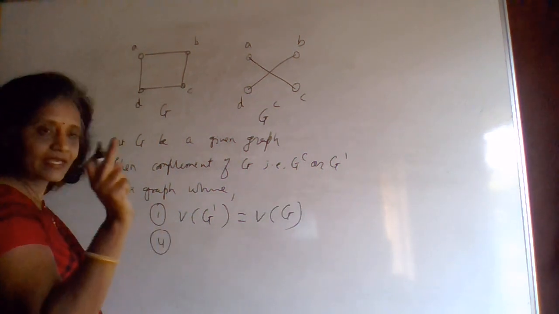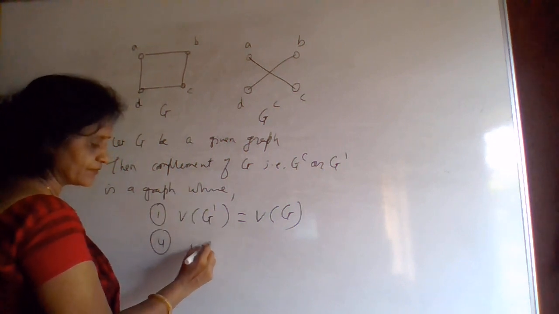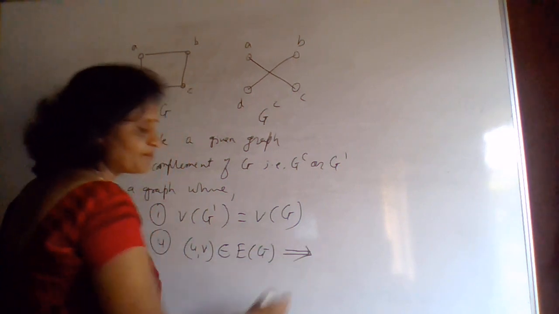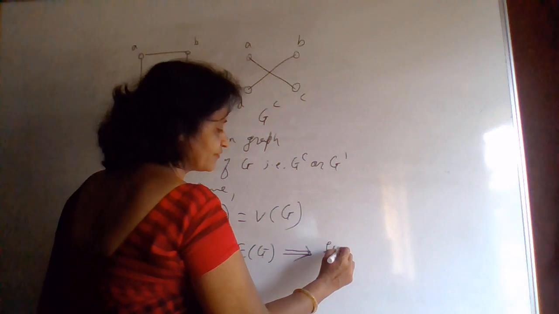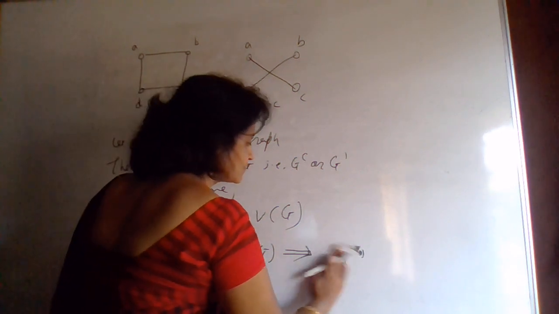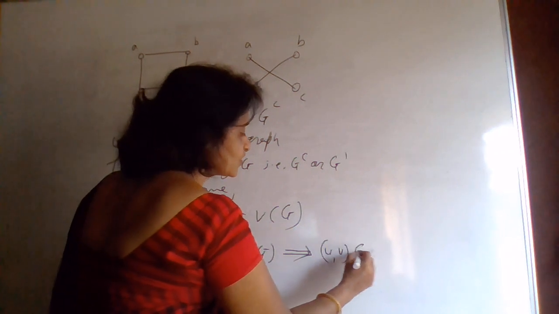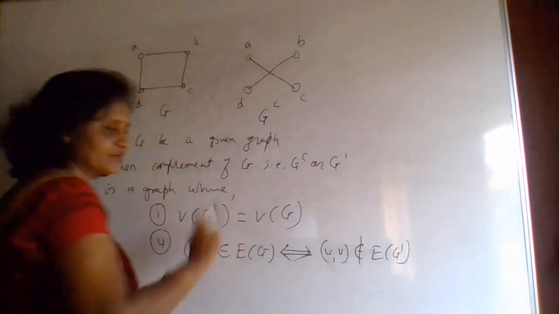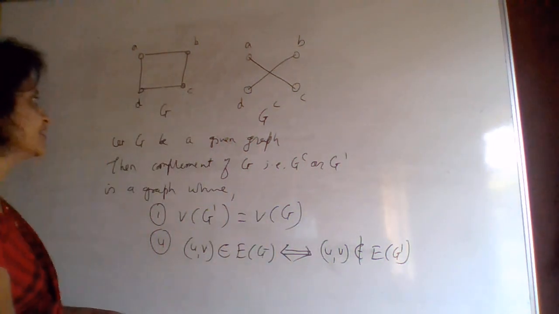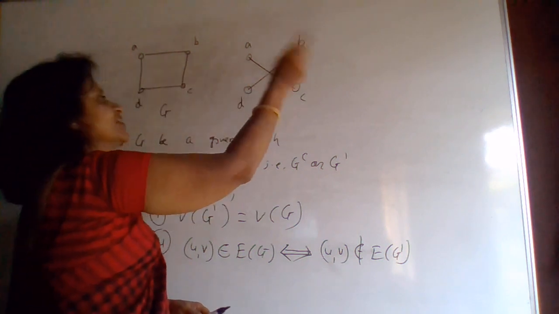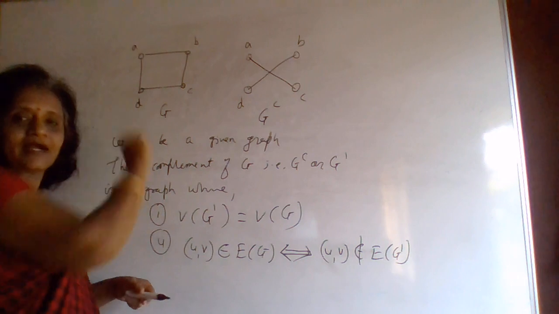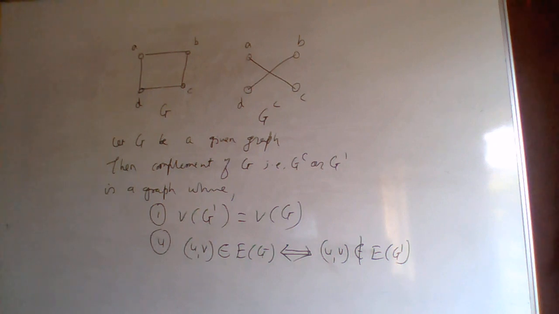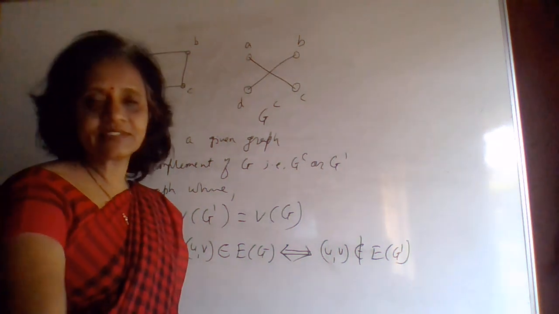And now to define the edges, what do we have to do? uv belongs to the edge set of G if and only if uv does not belong to the edge set of G dash. I'm sorry, uv does not belong to the edge set of G dash, and the other way also. Now you can understand the simple meaning. Whenever the edge is here, it is not here, and whenever the edge is here, it is not here, and that is the complement graph. So I hope this meaning is clear, and now we are going to prove one small result.